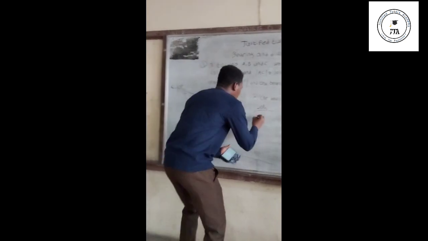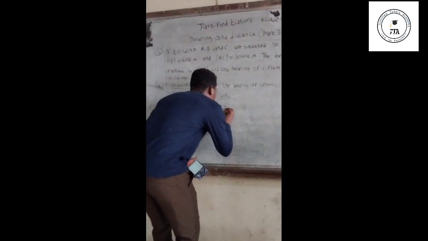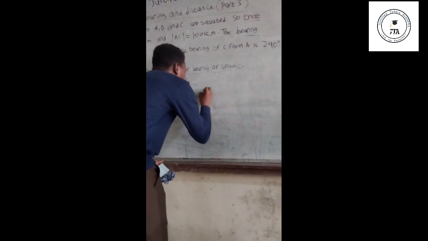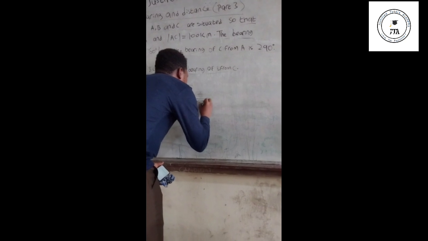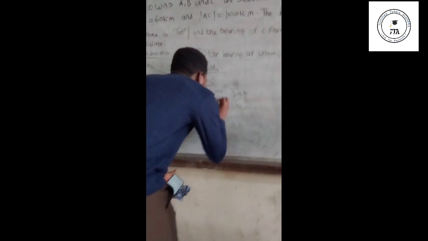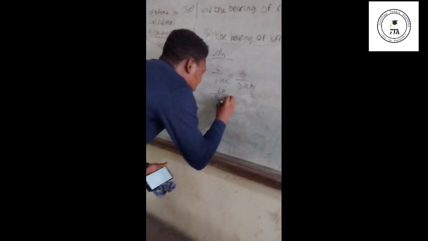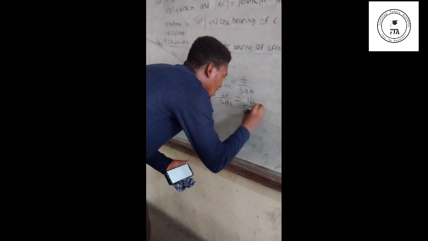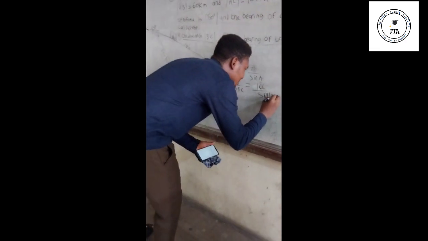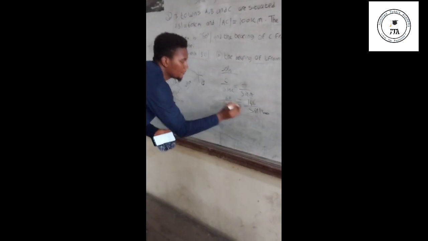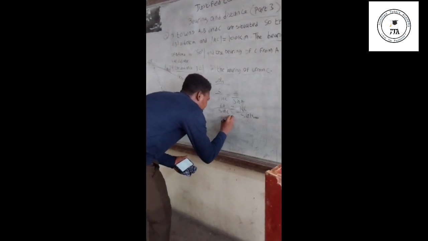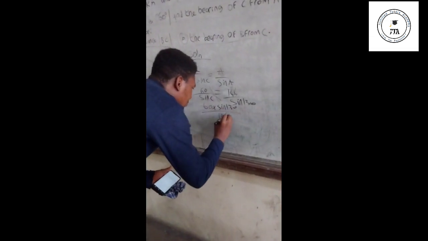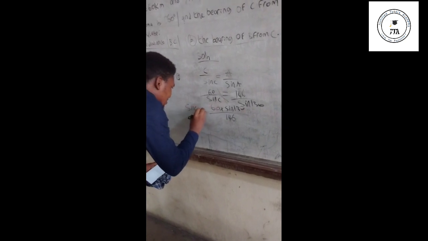Now, how we wrote it: c over sine C equals a over sine A. Our c is 60 kilometers over sine C, then our a is 146 kilometers over sine 130. Then after that, we multiply. You will be having 60 times sine 130 over 146 equals sine C.